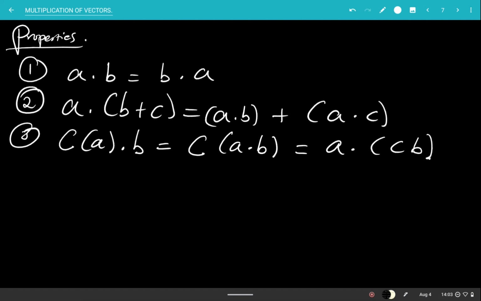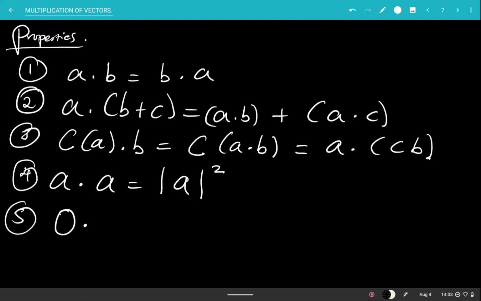Other related properties: if you have A dotted with A, this is the same as the length of that particular vector squared. And lastly, if you have 0 dotted with a vector, you get 0, because 0 by anything, you always get a 0. Now, when it comes to the application of the dot product, in most cases, we look at how we can find the angle in between two vectors.